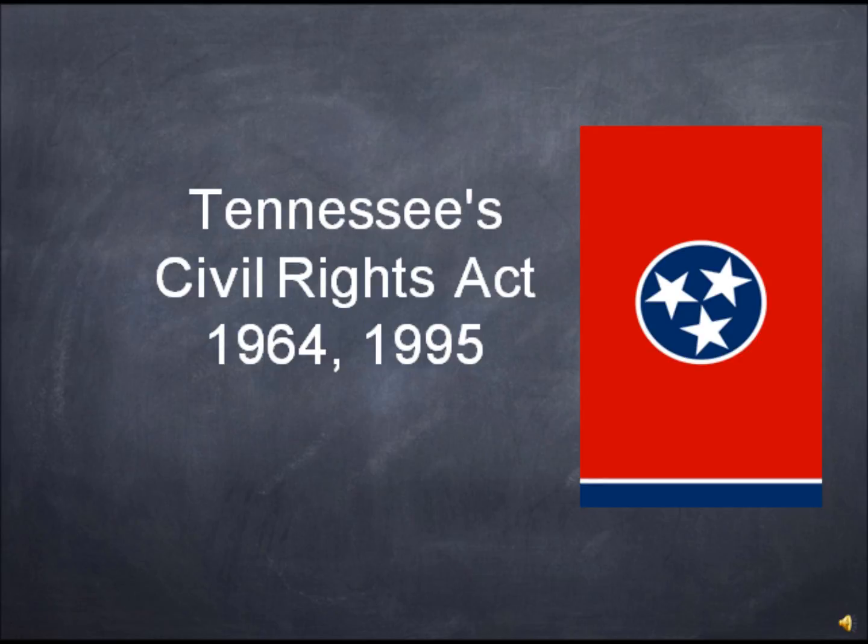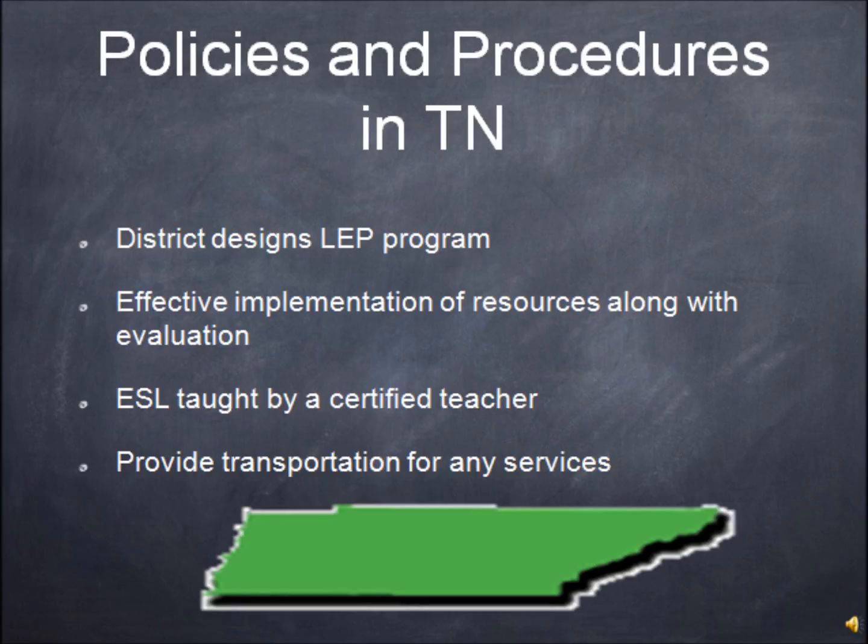Tennessee specifically followed suit with the state-level version of the Civil Rights Act in 1964 and later amended in 1995 by Chapter 381 of the Public Acts. This document established state and local policies and procedures for ensuring that these migrant students receive an adequate education under the law. In Tennessee, each district is responsible for designing its own Limited English Proficiency (LEP) program, having its resources effectively implemented, and proving its program is effective or under modification by regular evaluations.